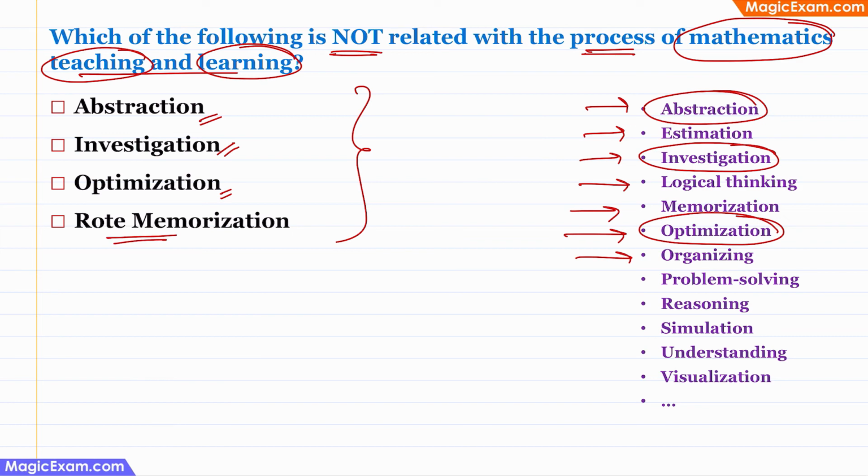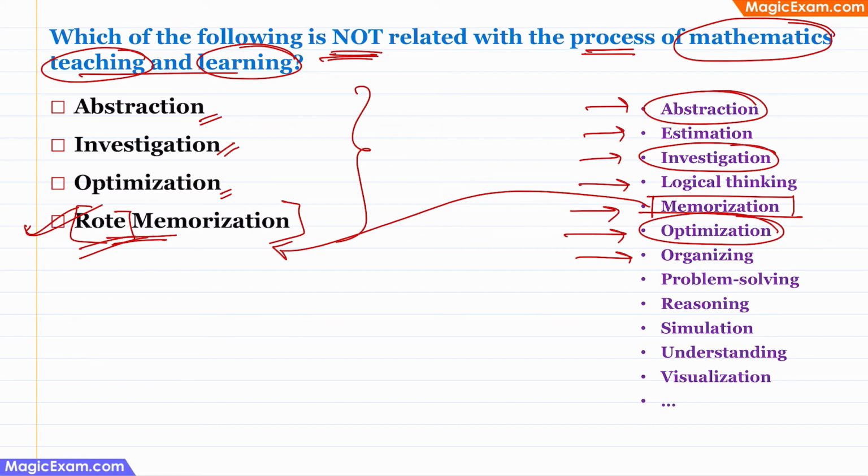because rote memorization means memorizing something without understanding the basics, right? Without understanding what it is all about. So by rote memorization you will just remember that, but it is not necessary that you have actually understood that. Therefore, rote memorization is not related to the process of mathematics teaching and learning. Now you might ask me a question, memorization is mentioned in the list that I have put in, right? So what is the relationship between memorization and rote memorization? Well, the difference is this word rote. Rote signifies that you have not understood it, you have just memorized it.